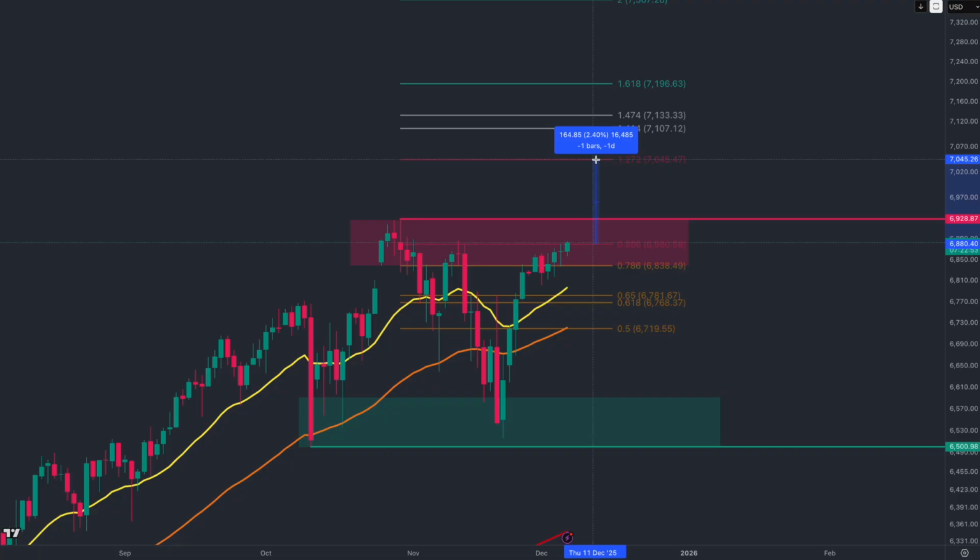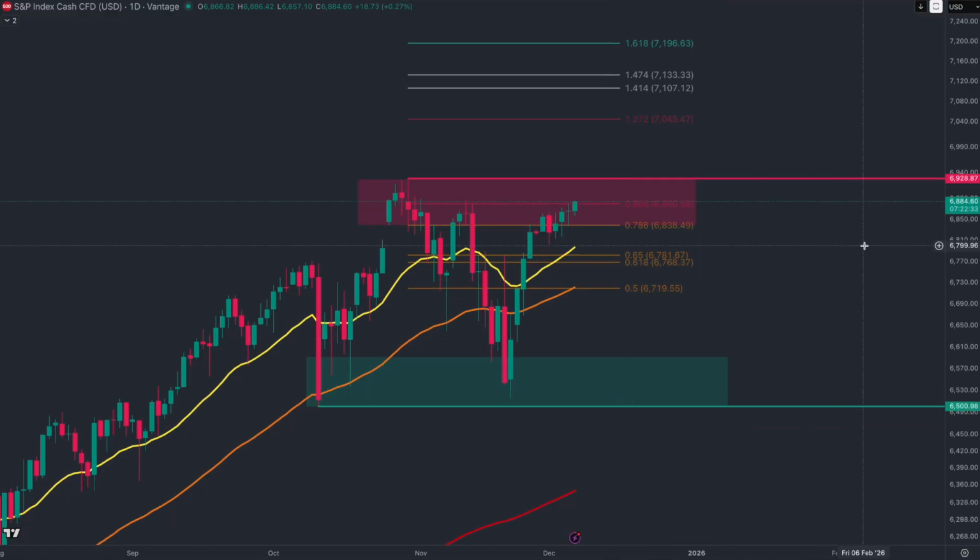Now this would be a 2.5% gain to 7k, but looking at that example to the left earlier this year, it did manage to reach the 1.414 and the 1.474, which would bring a 3 to 3.6% gain for the S&P. Of course, with leverage, these moves can be greater. So just be aware that the S&P is on the verge of putting in a new all-time high. It is technically an area of supply, so you could argue that this is not the right time to enter a buy trade, only once this area is cleared.